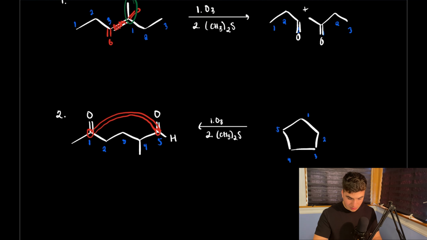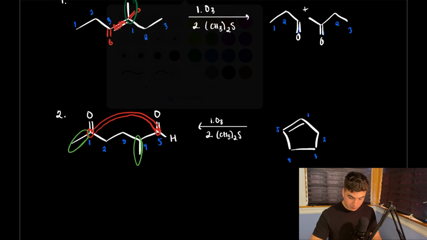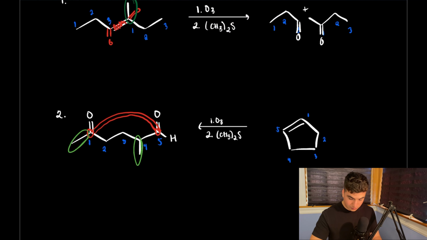And we know that we're forming a double bond between carbons 1 and 5. And then we have methyl groups on 1 and 4. And there you go. So I hope that was helpful.